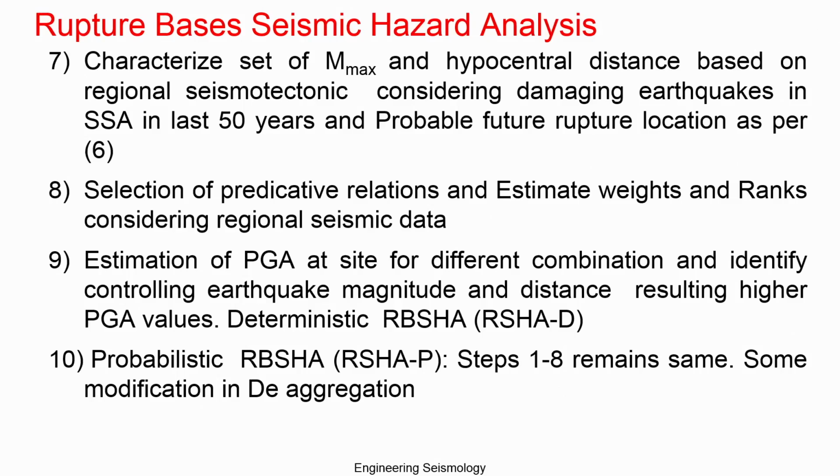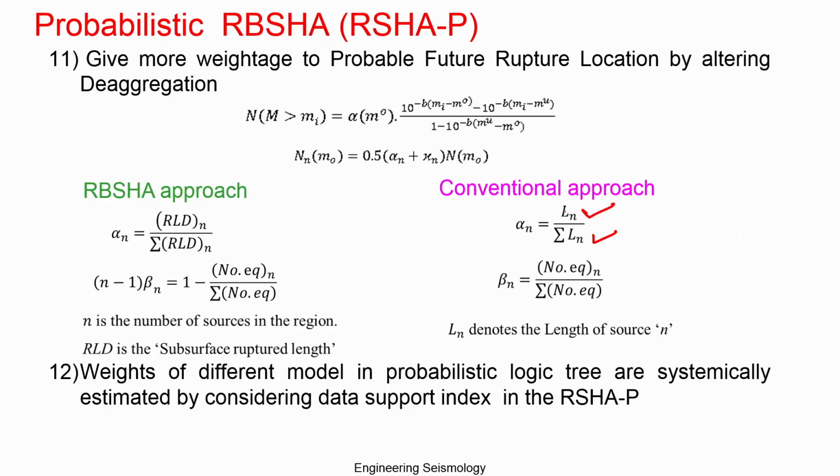The probabilistic seismic hazard analysis of the rupture based approach remains the same for steps 1 to 8, but we change the procedure of de-aggregating the factor. For example, in the conventional approach, the alpha is considered as Ln over sigma Ln, the length of the source and the total length of the source. In the RLD approach, we give the ruptured RLD and the total RLD of the region. So this alpha and that alpha are different. This alpha will be followed by the rupture based probabilistic seismic hazard analysis approach, and then the number of earthquakes and the total number of earthquakes.